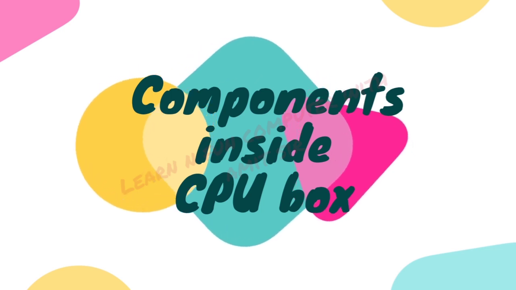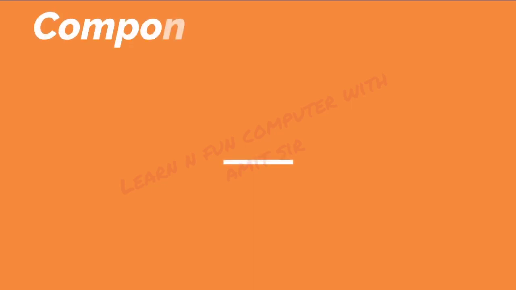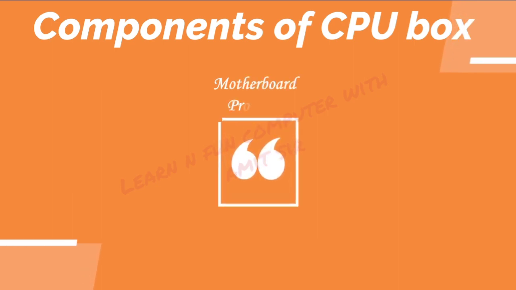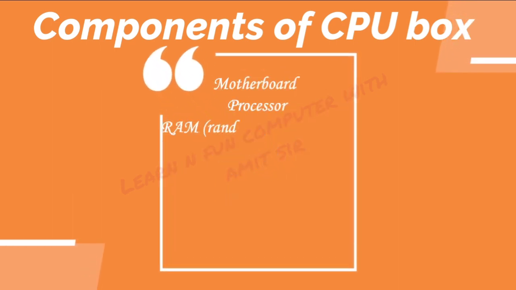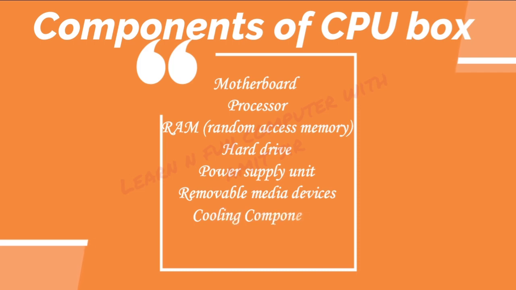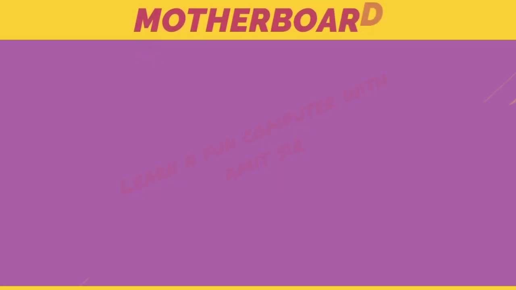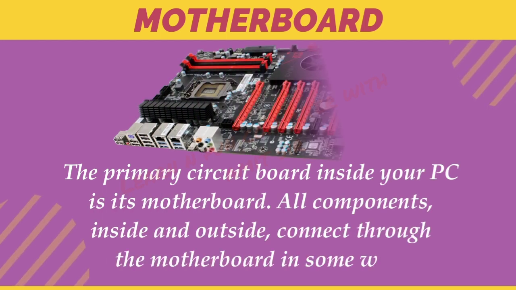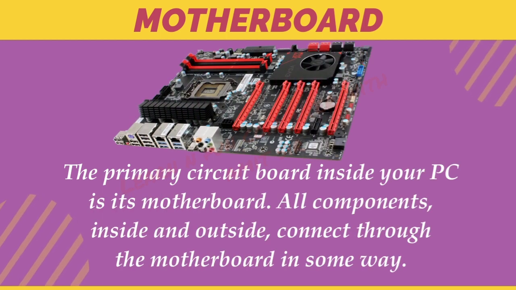or CPU box. The components inside the CPU box are motherboard, processor, RAM, hard disk or hard drive, power supply unit, removable media devices, cooling components, and the various cables. Let's talk about them one by one. Motherboard, the primary circuit board inside your PC or the computer system.